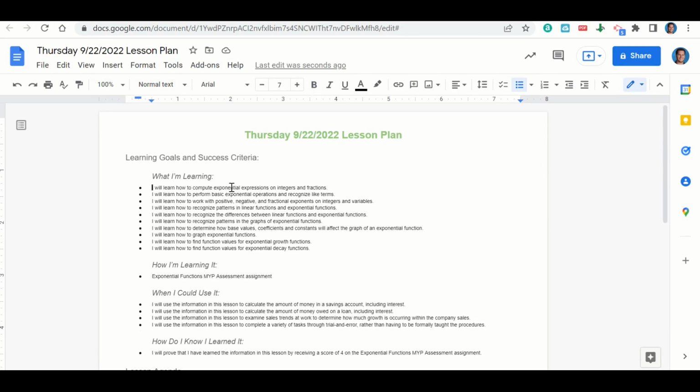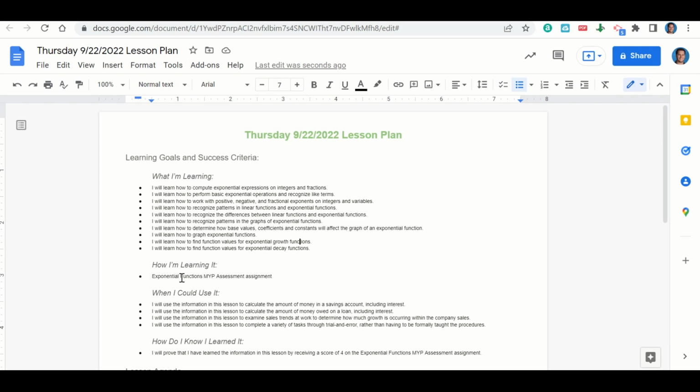First, we're learning how to compute exponential expressions on integers and fractions, how to perform exponential operations and recognize like terms, how to work with positive, negative, and fractional exponents on integers and variables, how to recognize patterns in linear functions and exponential functions, how to recognize the differences between linear functions and exponential functions, how to recognize patterns in the graphs of exponential functions, to determine how base values, coefficients, and constants will affect the graph of an exponential function, how to graph exponential functions, how to find function values for exponential growth functions, and how to find function values for exponential decay functions.